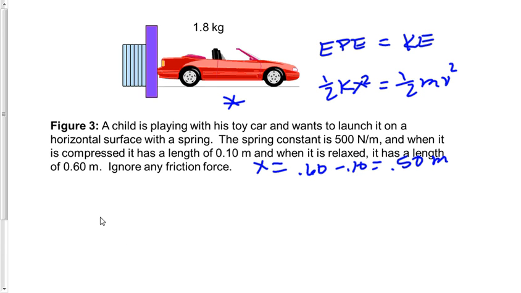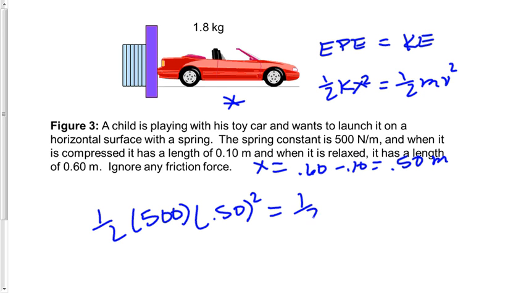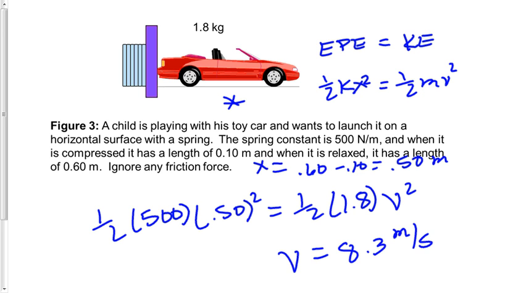Now let's plug in. We have 1/2 the K constant, which is 500, multiplied by 0.50 squared, equals 1/2 the mass, which is 1.8, times the velocity squared. And solving for velocity, we get 8.3 meters per second. And that means the velocity of the car just after the spring is relaxed.